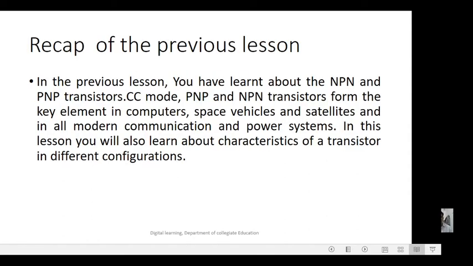Recap of the previous lesson. In the previous lesson, you have learnt about the NPN and PNP transistors, the key element in computers, space vehicles and satellites, and in all modern communication and power systems. In this lesson, you will also learn about characteristics of a transistor in different configurations.